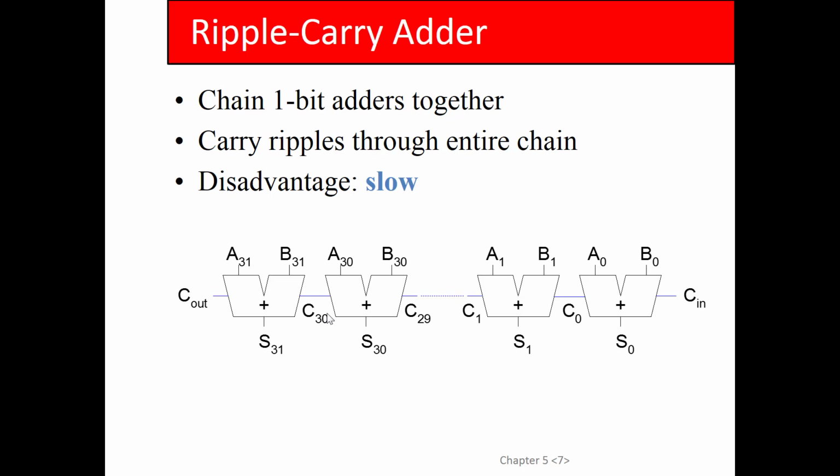So if this generate is set to 1, it means that based on A and B alone, this guy's going to generate a carry. Doesn't matter what happened with these guys. If A2 and B2 are both 1, this guy's going to generate a carry no matter what. Right? Make sense? I can ignore everything else.